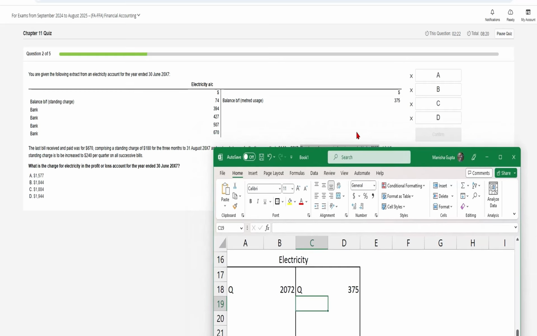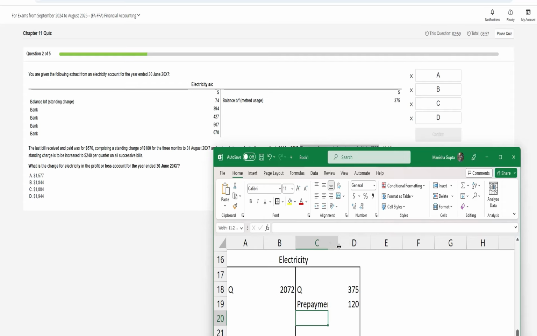Now this 670 bill comprises two things. One is the standing charge and the other is the meter charge. But the standing charge is for the 3 months, that's June, July and August. But if you look at the year end, it's 30 June. That means we have paid 2 months extra. 2 months' expense extra to the company. So again it's a prepayment. What we will do is take 180, multiply it by 2 and divide it by 3. This will give our prepayment of 120.